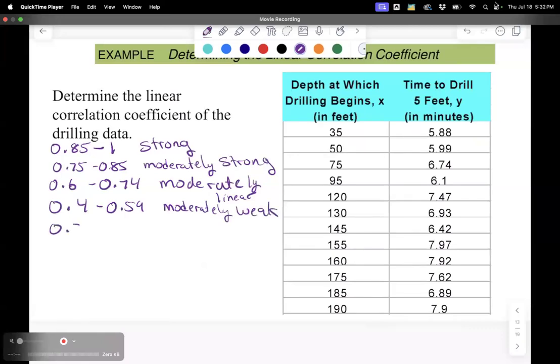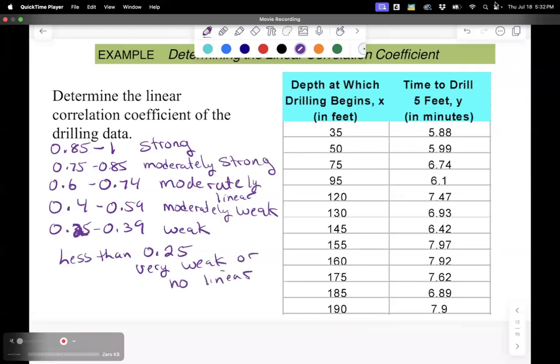About 0.3 to 0.39, I would probably call that weak. Maybe 0.25. See, as I said, we don't deal in absolutes. Less than 0.25, call that very weak or no linear correlation.